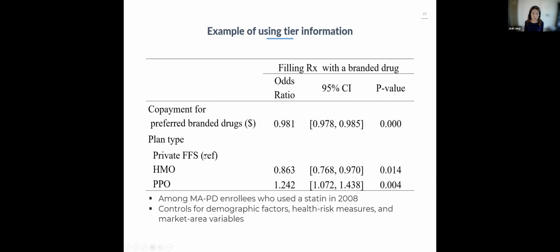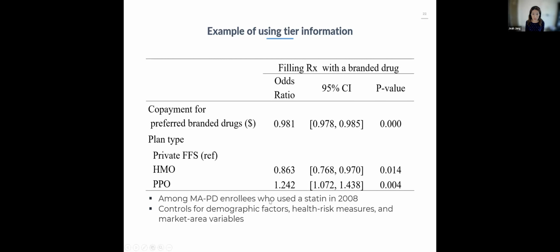We also looked at some other plan types. This plan type serves as a covariate, but at the same time, it's interesting as well. You can see that compared with the private fee-for-service, which is one type of MAPD, those who are in PPOs, preferred provider organizations, were more likely to use brand name drugs. This is an actual real analysis using only MAPD enrollees who use the statin.